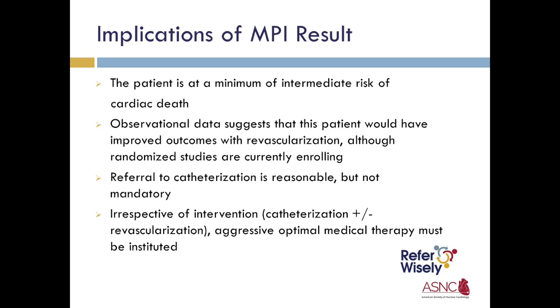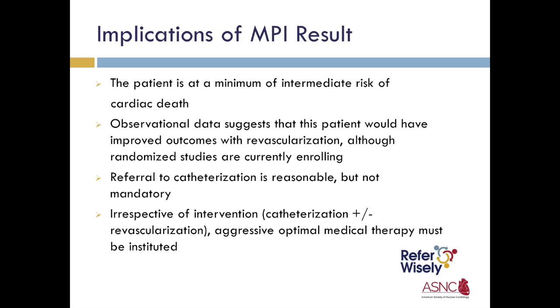There are several implications related to this myocardial perfusion image and the abnormalities. We know, based on many studies, that this amount of ischemia on a stress test puts the patient at least at intermediate risk of cardiac death. Observational data has looked at this and suggests that the patient would have improved outcomes with revascularization, although randomized studies are currently enrolling, and so we do not have an answer for this question at this time.